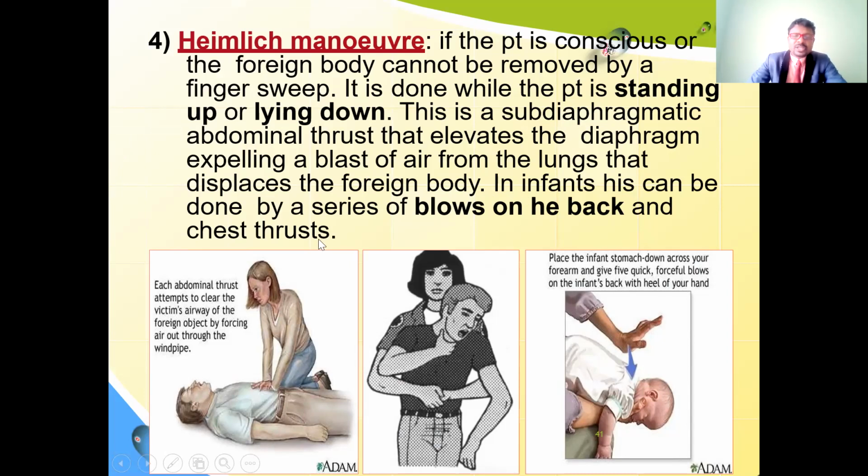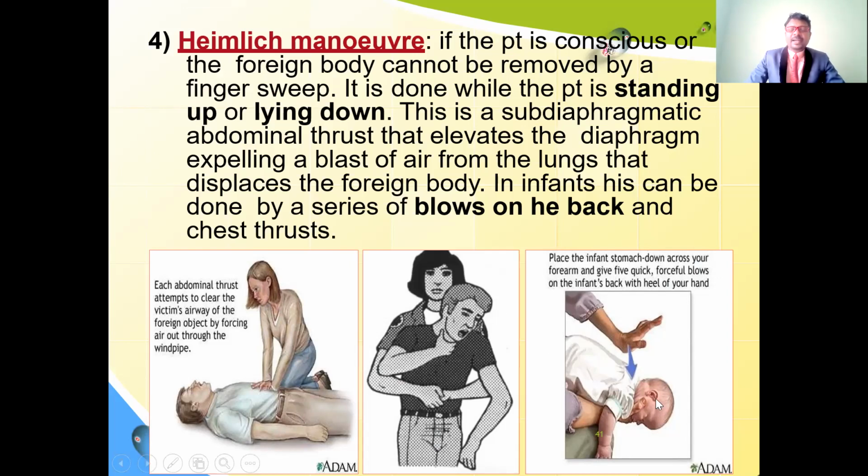So this one is, we have to do either the lying position, or in case the patient is in the standing position, we also have to overlap our hands and give the abdominal thrust. Depending upon the force, any foreign material is going to come outside.